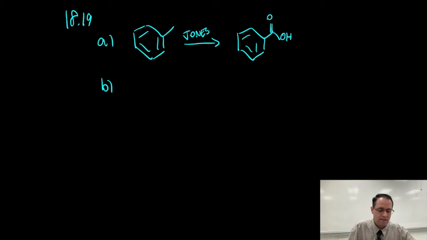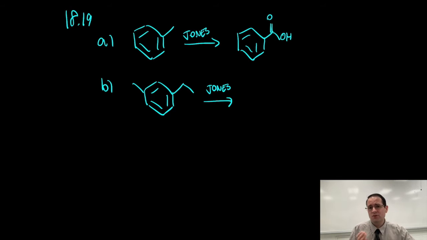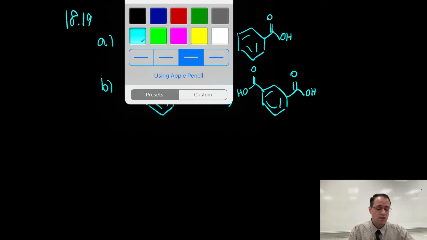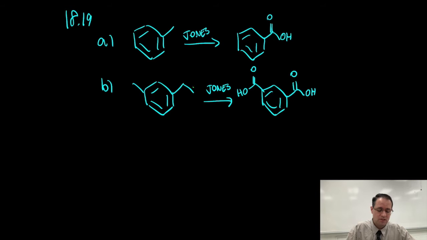In B, we have meta-ethyltoluene, and we'll go ahead and see what happens here. As I mentioned, if you have 2 carbons and they both have benzylic hydrogens, they're both going to be oxidized to the carboxylic acid. So this will make meta-benzene dicarboxylic acid. And like I mentioned before, we ignore that extra carbon atom, which changes into carbon dioxide probably during the reaction conditions.